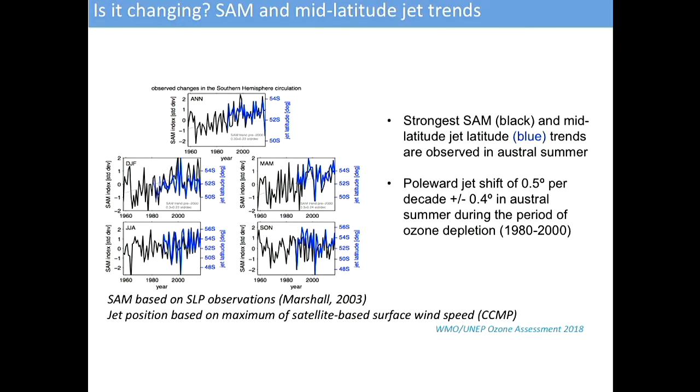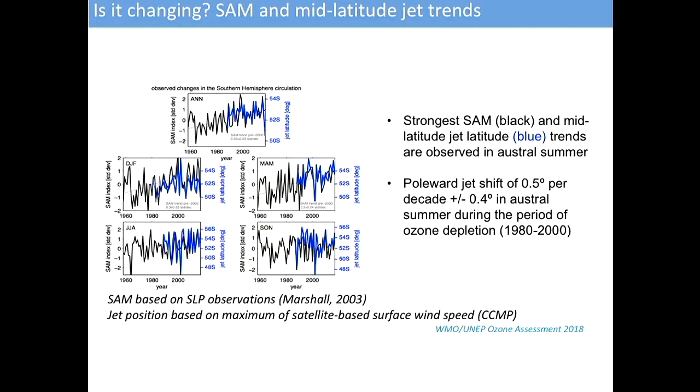Okay, so the next question is, is it changing? This is a figure from the latest ozone assessment report, which is coming out later this year. The black lines are the SAM index based on that Marshall index, that station-based index of sea level pressure difference between 40 south and 65 south. And this is annual, DJF, autumn, winter, and spring. The blue lines are from the CCMP winds, the satellite winds. What's shown here is the jet latitude, the latitude of the maximum strength of the winds. You pick that latitude and then you plot that every year.